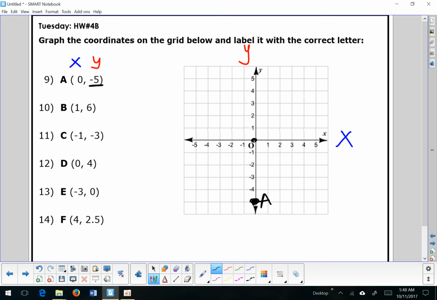So from the origin, I move 1 unit on my x-axis and up 6 units on my y-axis, and I make my point and label it with the letter given. Letter C, -1 on my x-axis and -3 on my y-axis. So -1 along my x-axis, -3 along my y-axis, and label it with the coordinate given.